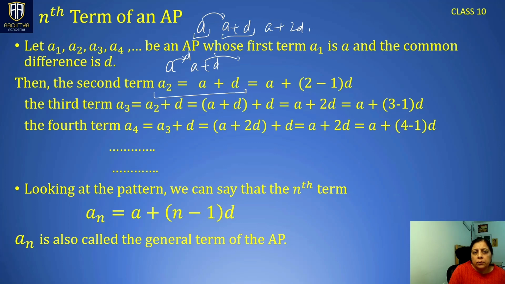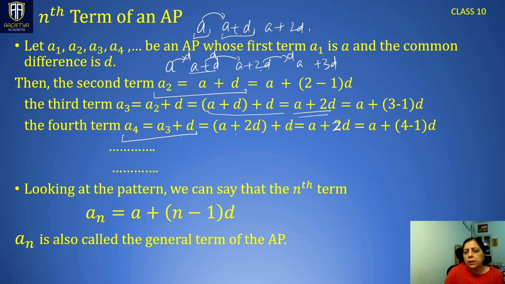Now add d to the existing number, a plus d becomes a plus 2d, right? Now this is your third term, a plus 2d. Add another d to this. So this becomes a plus 2d plus d, which becomes a plus 3d. So this is the sequence, right? a4 is a3 plus d, add d to the third term. A3 is a plus 2d, and a4 becomes a plus 3d.